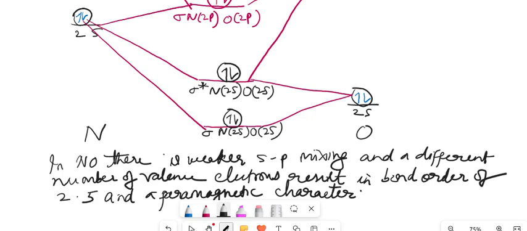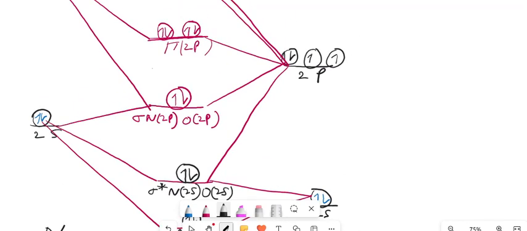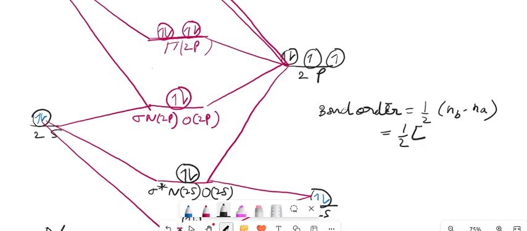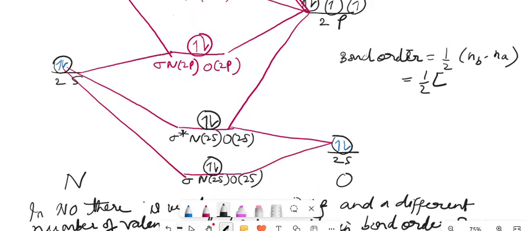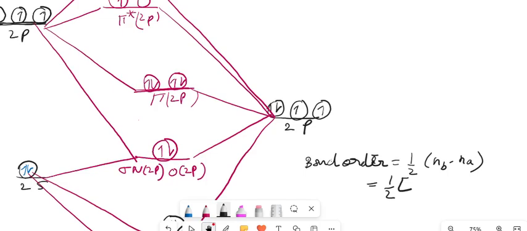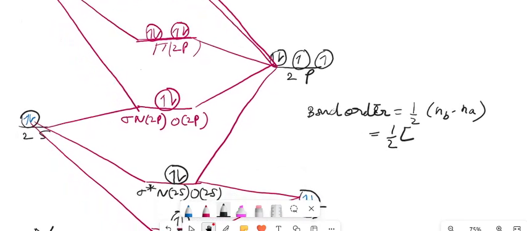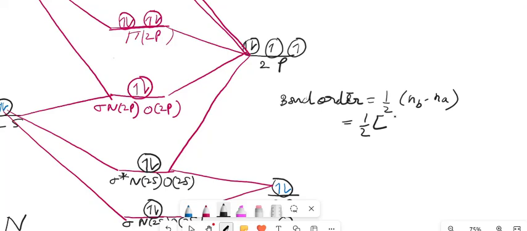So it has acquired the paramagnetic character. Bond order we can calculate by using the formula half of Nb minus Na. The number of electrons in bonding molecular orbitals is 8, and the number of electrons in anti-bonding molecular orbitals is 3. So half of 8 minus 3, that is 5 by 2, and it is 2.5.